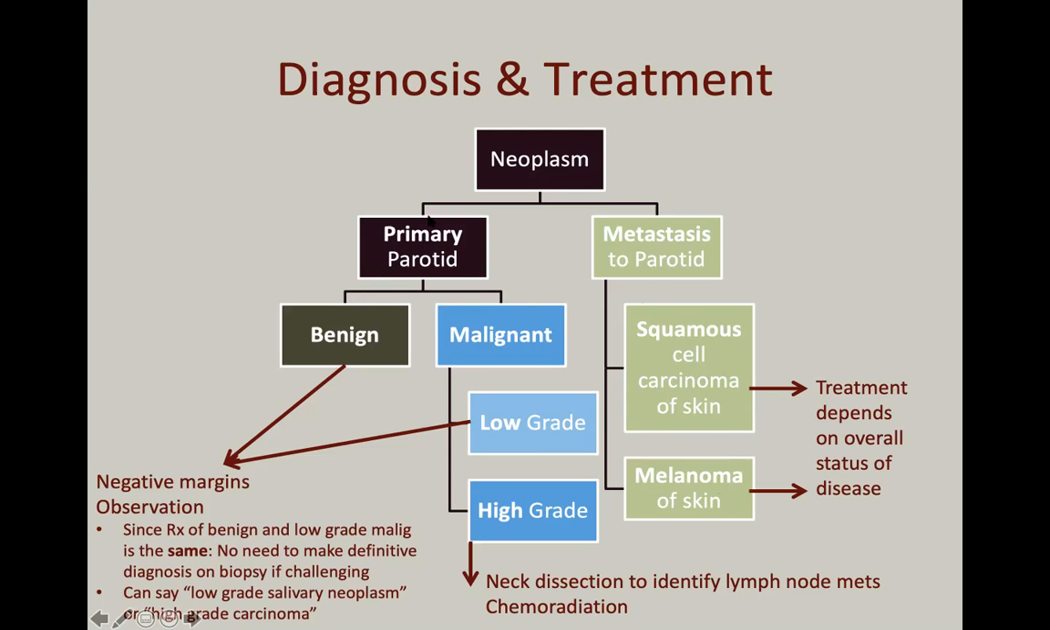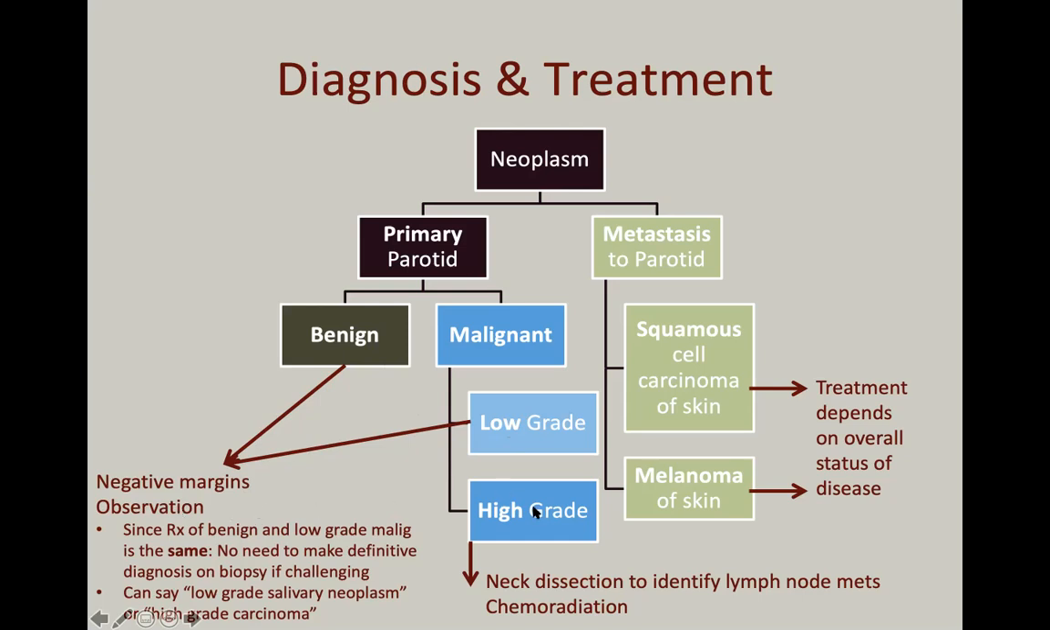If we think it's a primary parotid neoplasm or primary salivary gland neoplasm, treatment will depend on whether it's benign or at least a low-grade neoplasm. So sometimes on FNA biopsy or on core biopsy, it is not clear whether it is a benign neoplasm or a low-grade carcinoma, mostly because we cannot evaluate the border of that lesion to determine if it's infiltrative. The good thing is both a benign adenoma and a low-grade carcinoma are treated with surgical resection with negative margins and observation.